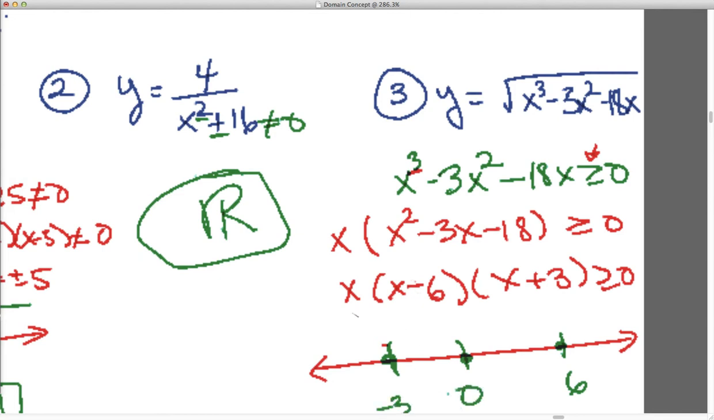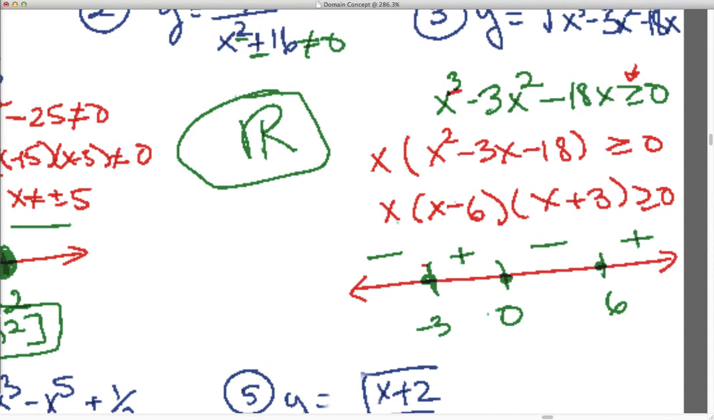If I plug in a -4, that's a negative, that's a negative, that's a negative. So 3 negatives give me negative. -1 gives me negative, negative, and a positive. So it's a positive. Positive 1 gives me a positive, negative, and a positive. It's a negative. And then 7 gives me a positive. So this is asking for where it was positive.